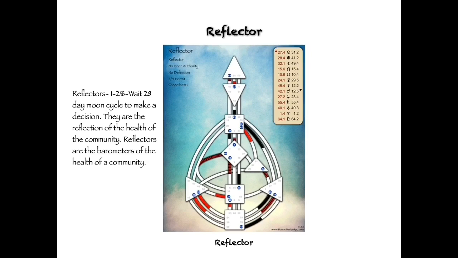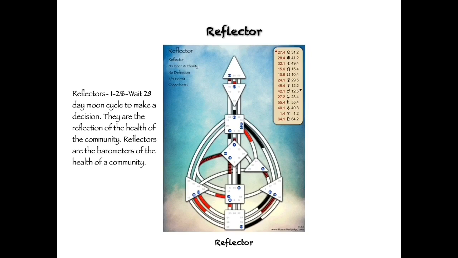There's so much open energy. All those white centers are considered open energy. So it means that a reflector is taking in a lot of information, and they're getting imprinted by a lot of information and a lot of energy at all times.